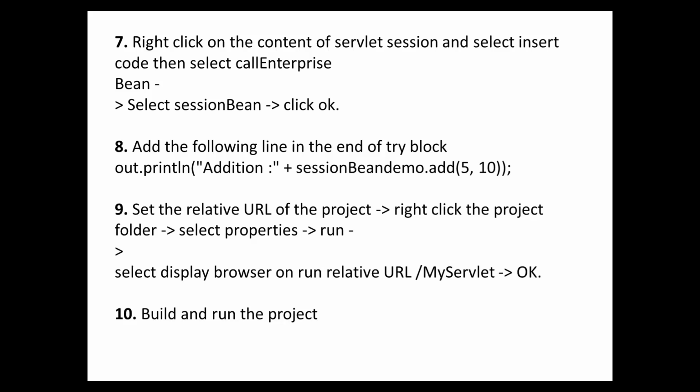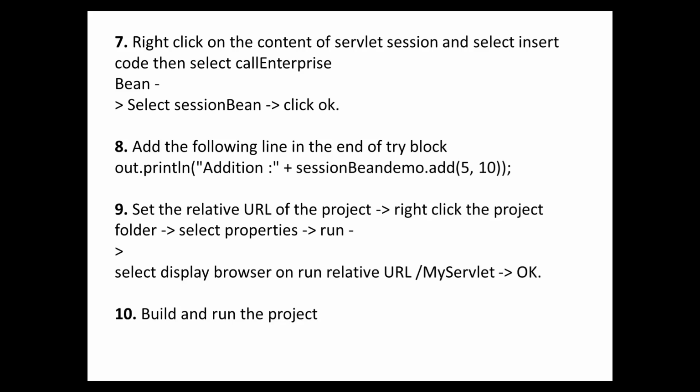Here you can see that I am passing the parameters 5 and 10. So the value of a is 5 and the value of b is 10. Adding these parameters, the return type is integer, and 15 is the output. So this is very simple. We are adding the two values by using the EJB session bean.